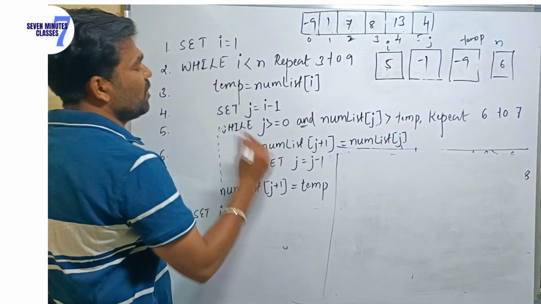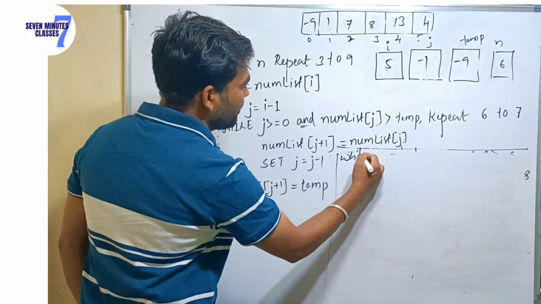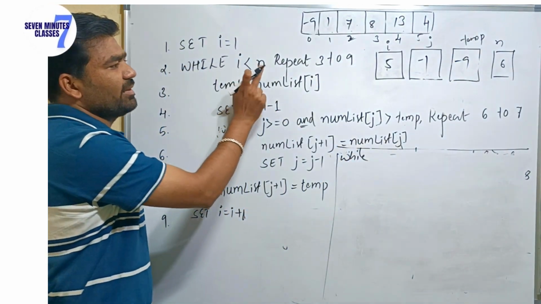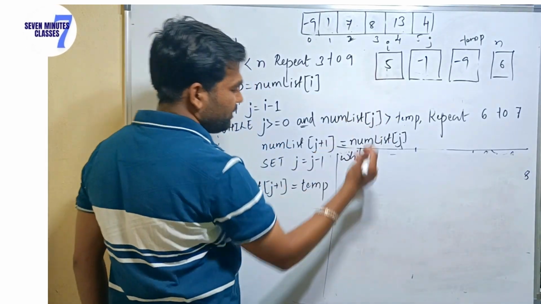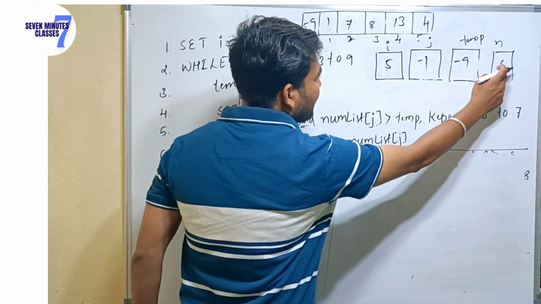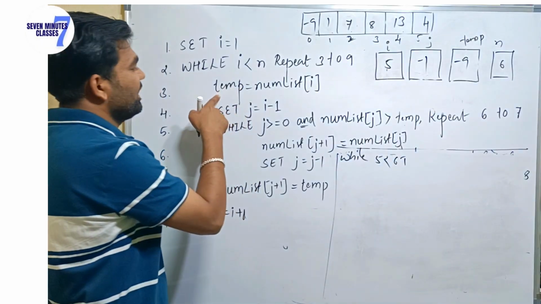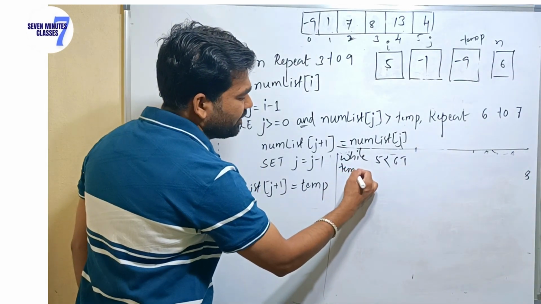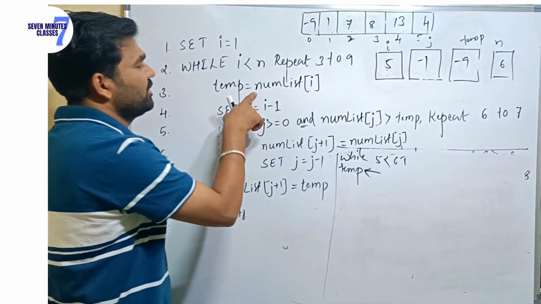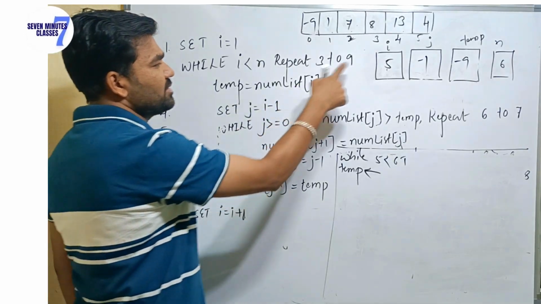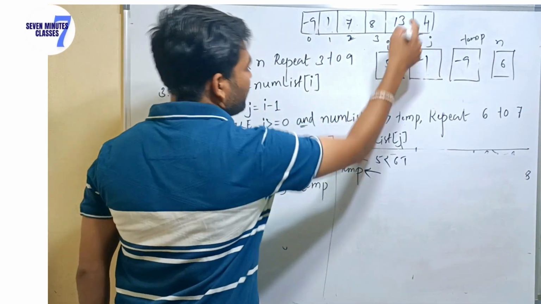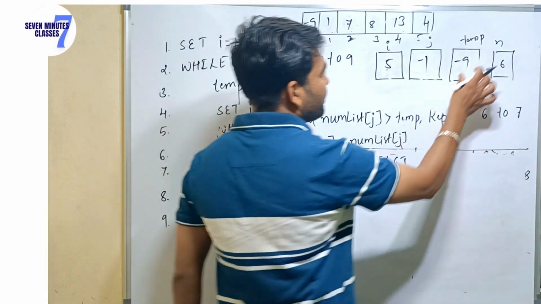Come back to this. While i is less than n, what is the value of i? That is 5. 5 is less than n, n is 6. Again it is true. Inside. Temp. So what is the value of temp? Num list of i is 5. Num list of 5 is 4. So temp is 4.